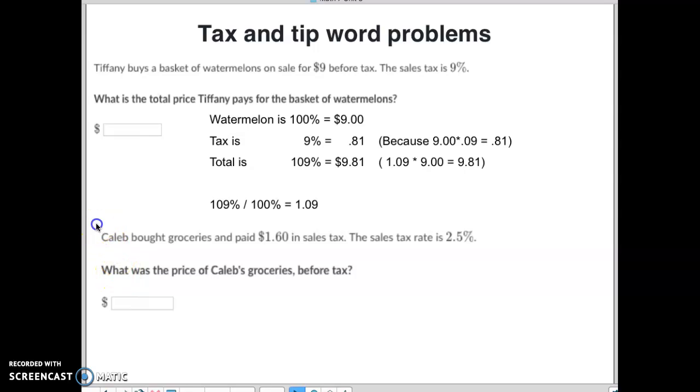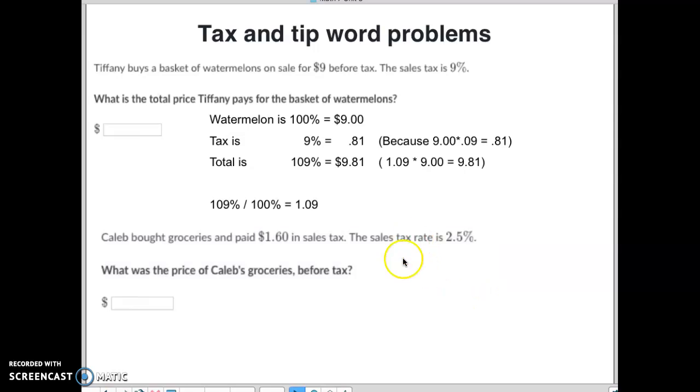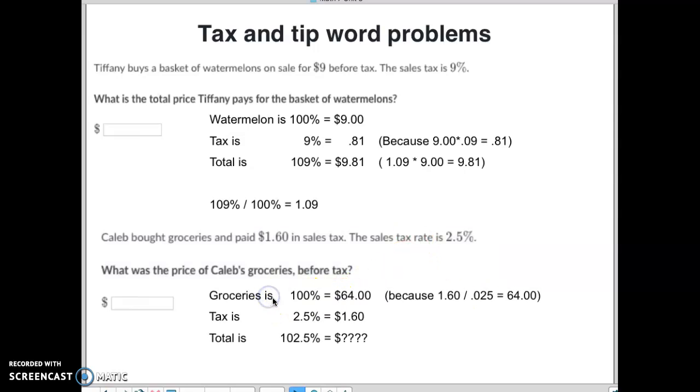All right, next question. Caleb bought groceries and paid $1.60 in sales tax. His sales tax rate is 2.5%. What was the price of his groceries before tax? Oh, so we need to work this backwards. His groceries we know is 100%. We don't know the price quite yet. We know the sales tax is 2.5%, and that totaled $1.60.